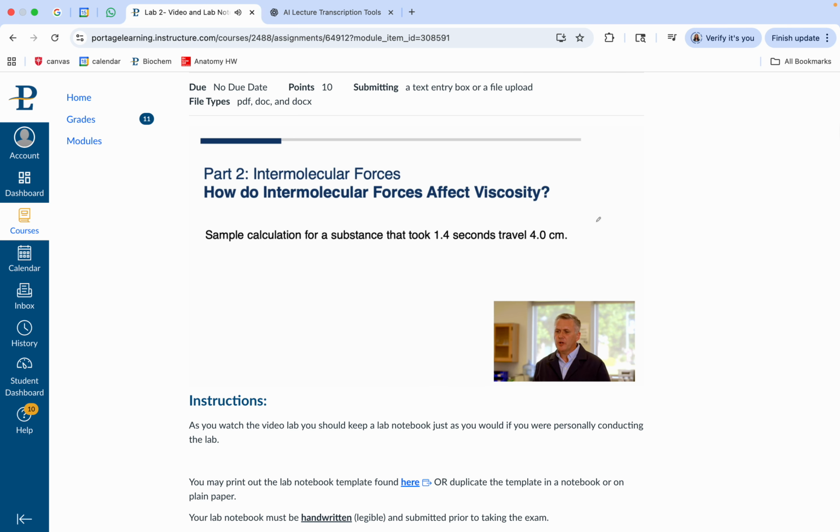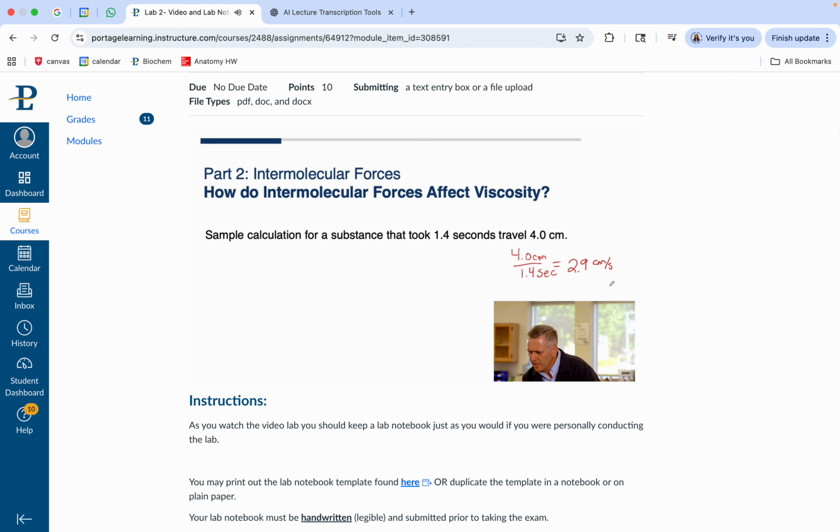So let's try that. We want to take a sample calculation. Let's say we just had a substance that took 1.4 seconds to go those 4 centimeters. Remember, those 4 centimeters that was on our little tube. And so what that would look like is we could get a flow. It's kind of like miles per hour, but we could actually have centimeters per second. So we would go 4.0 centimeters per 1.4 seconds, and that would end up giving us our flow. If we did that math, we end up getting 2.9 centimeters per second. And that would be our flow.